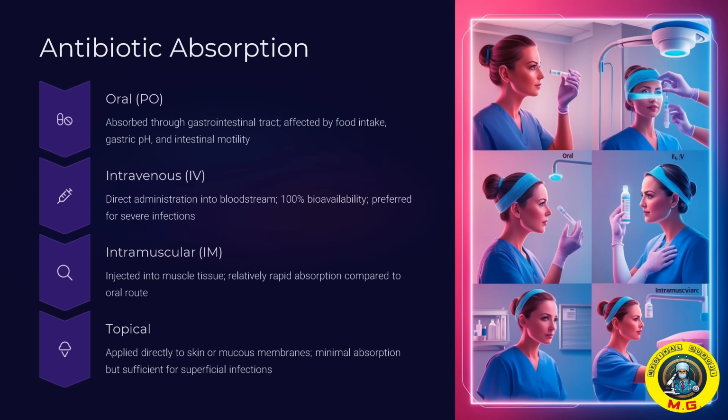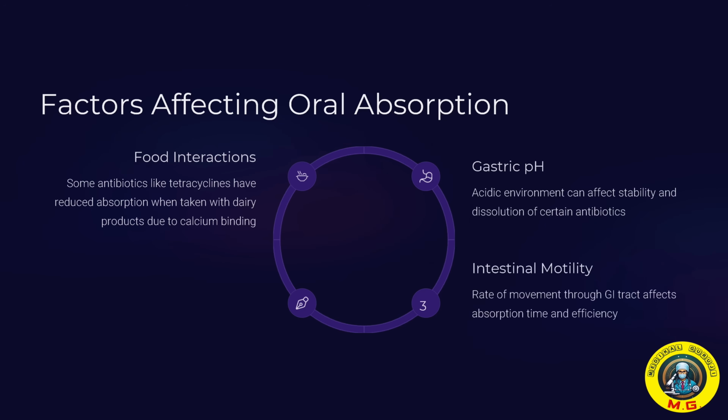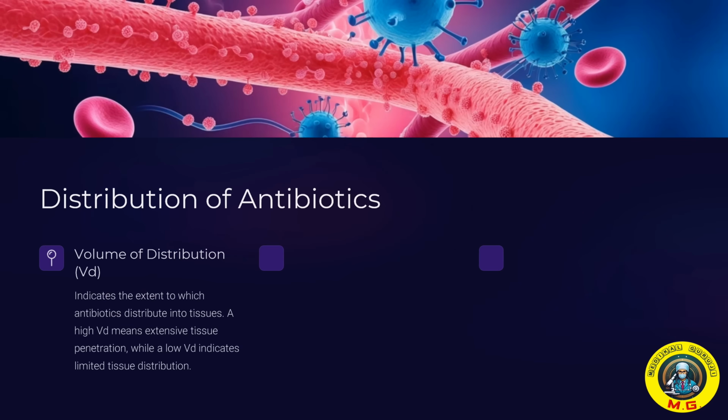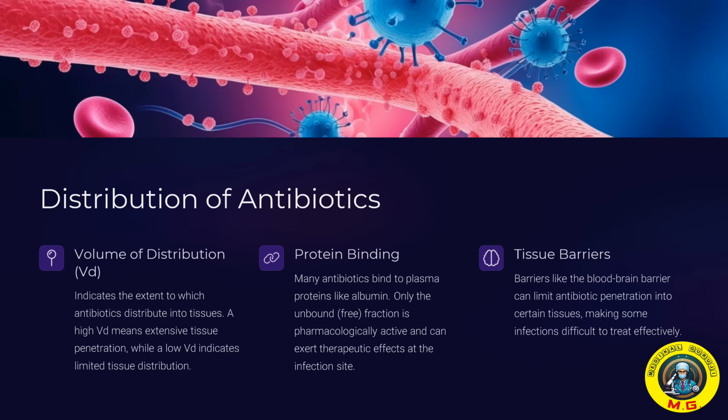Second point among the pharmacokinetics is distribution. Distribution refers to the dispersion of the antibiotic throughout the body, reaching the site of infection. Factors affecting distribution include tissue permeability, blood flow, protein binding, and the presence of barriers like the blood-brain barrier. In distribution, key points are volume of distribution, which indicates the extent to which antibiotic distributes into tissue. A high volume of distribution means the drug extensively penetrates tissue, while a low volume of distribution indicates limited tissue distribution. Second point is protein binding.